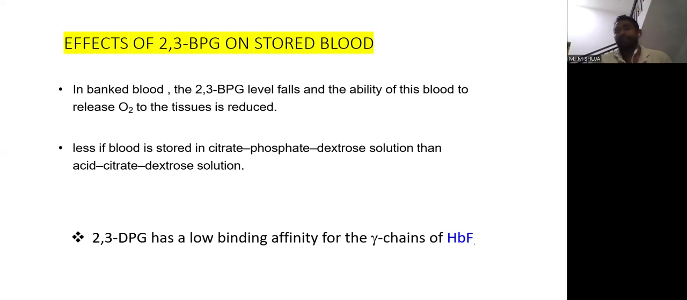So the stored blood, the amount of 2,3-DPG levels are low, so the oxygen releasing affinity or the power is reduced. But if you store it in citrate phosphate dextrose solution, rather than acid citrate dextrose solution, the effect will be less.